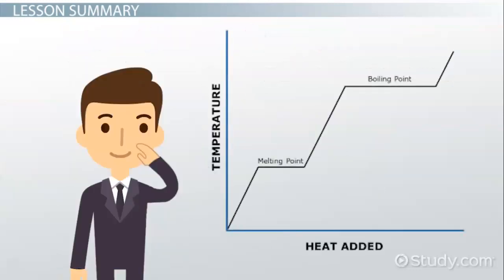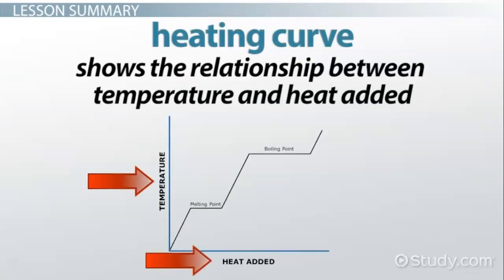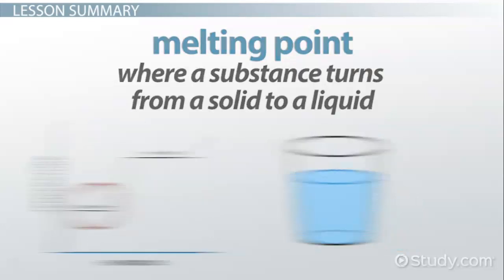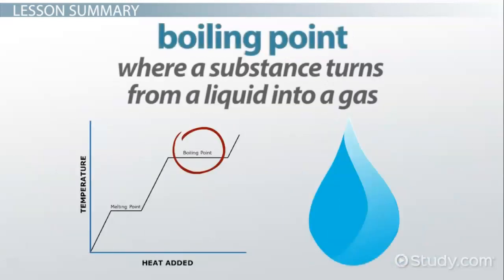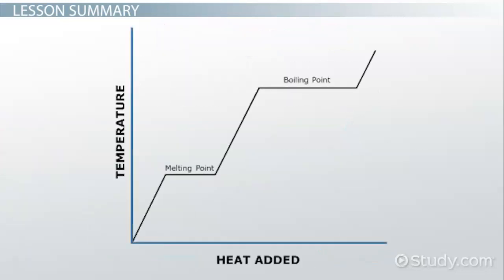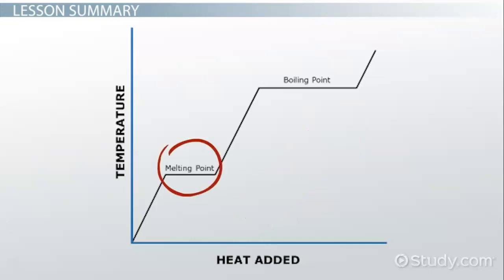Finally, how heat and temperature interact in a substance can also be viewed graphically in something called a heating curve, which shows the relationship between temperature and heat added. It also shows the melting point, which is where a substance turns from a solid to a liquid, and the boiling point, which is where a substance turns from a liquid into a gas. As heat is added, temperature goes up, except during the horizontal parts of the curve, where all the heat is going into changing the substance's phase instead.